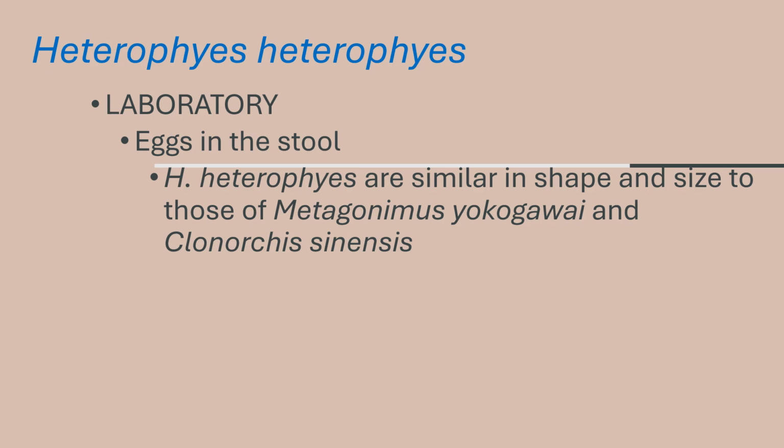As for the laboratory diagnosis, it is still fecalysis, with demonstration of eggs in the stool. Rarely, adult worms are found in patients with heavy infections, after therapy, or at autopsy. Please note that the eggs of Heterophyes, Metagonimus yokogawai, and Clonorchis sinensis appear almost identical and are very difficult to differentiate from one another.